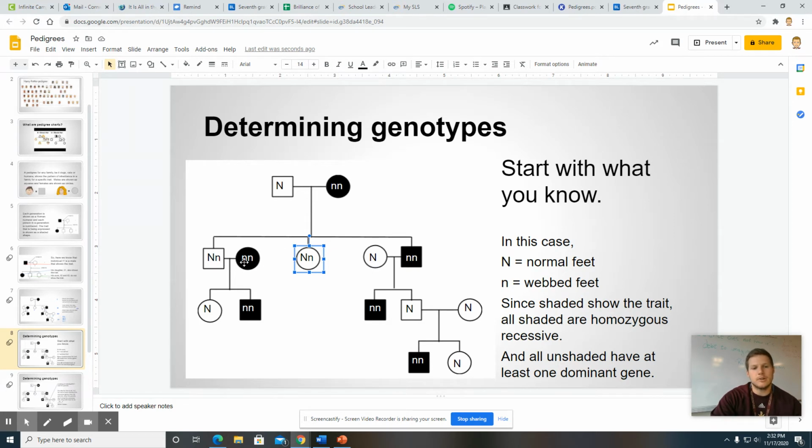Now, this person, we know that whenever we do our Punnett square, the only thing that their mother can pass down is that lowercase n, the webbed feet gene. So they're going to be a carrier of this. And the same here. The only thing that the father can pass down is a lowercase n, indicating the webbed feet, but they do not show the trait because of that dominant gene.